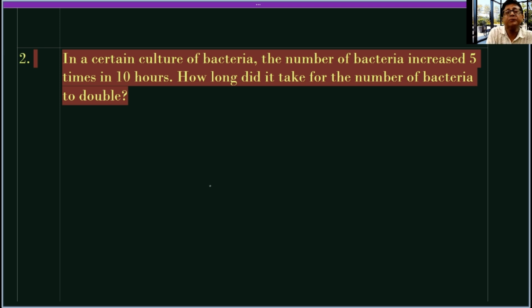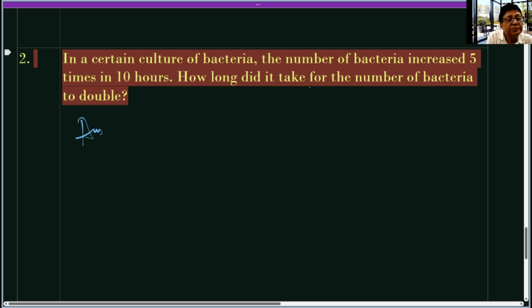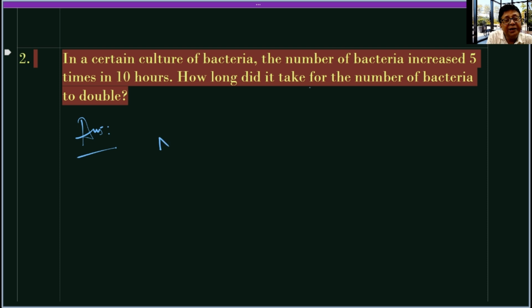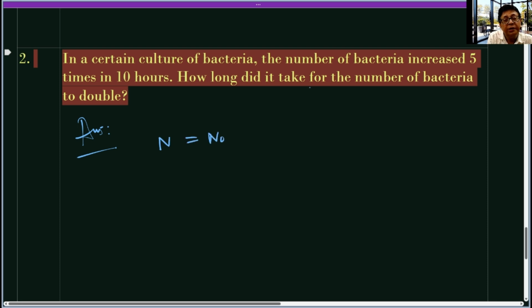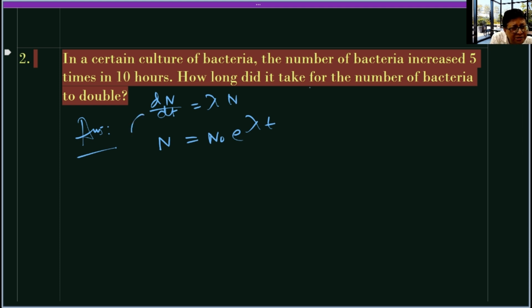So first try, then I will proceed very slowly. The number of bacteria increased 5 times in 10 hours. Say again, growth model: N0 e to the power lambda t. See, I am not taking the risk of writing the differential equation. If I write it, then also I can solve: dN by dt equals lambda into N, or k into N. Its solution is this only. We have proved.